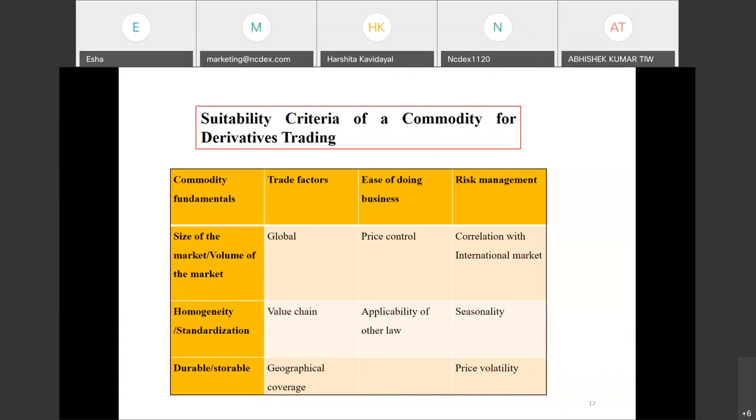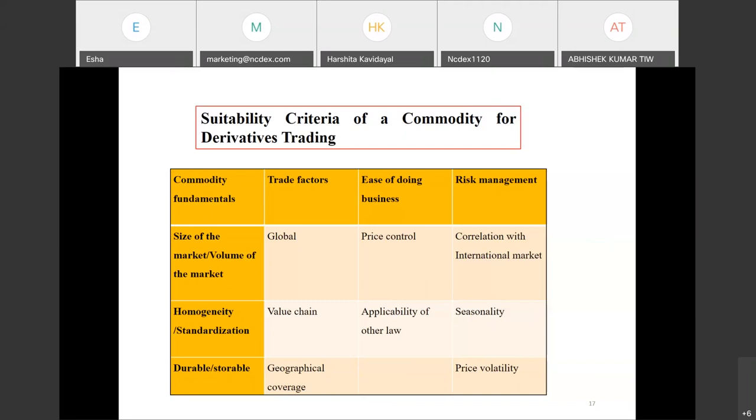There are a number of parameters to judge the suitability of a commodity for futures trading. First of all, the main criterion for futures trading, as I already told you, is that it is based on perfect competition. When I say it is based on perfect competition, it means the size of the market is very large, that is large demand and supply, homogeneity and standardization, as I told you earlier. Then the shelf life of the commodity should be large enough. Then information symmetry should be there.